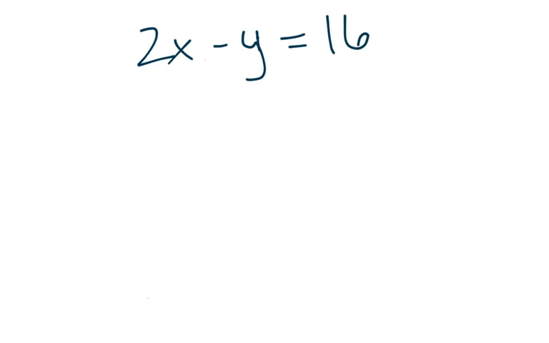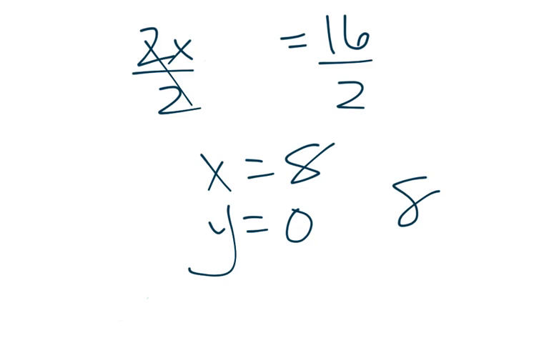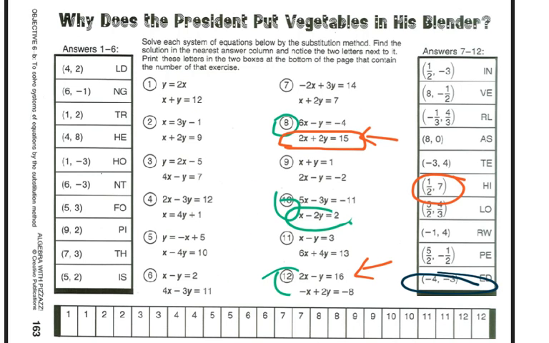Okay, if y is 0, which it is, then instead of writing y, we're going to write a 0. Well, if you take 2x minus 0, it's like it's not there. So what we really have is 2x equals 16. Then we're going to divide by 2 on both sides, and we get that x is 8. So y is 0, and x is 8. So the coordinate point is going to be 8, 0. And sure enough, it's right here. So we did 8, 10, and 12 together.